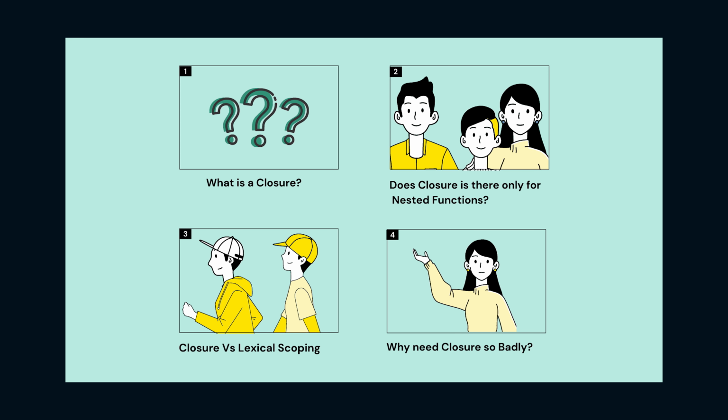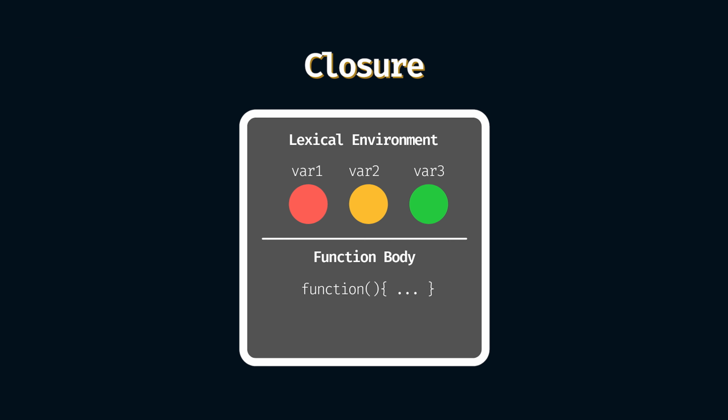Things like what is a JavaScript closure, is closure only for nested functions, the difference between lexical scoping and closure, why we need JavaScript closure so badly, etc. Everything is explained with the help of diagrams and practical examples.